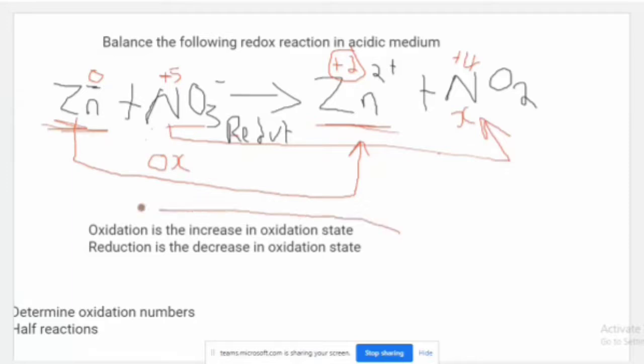So this is the definition for oxidation and reduction in terms of oxidation state. Oxidation is the increase in oxidation state, while reduction is the decrease in oxidation state. Okay. So now let's come up with half equations.